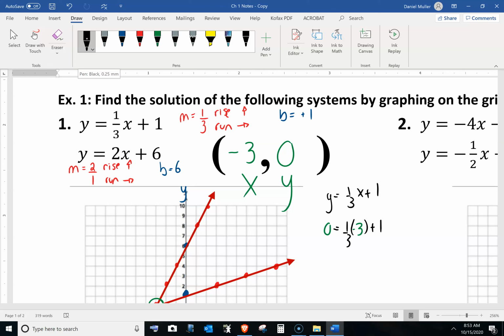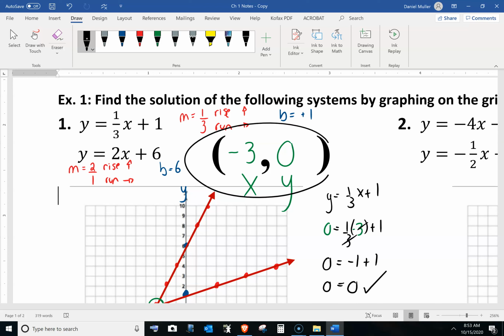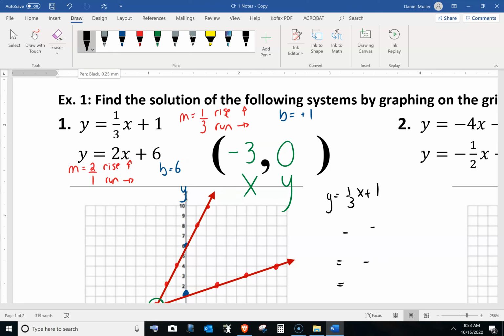Now negative 3 times a third. 3 and 3 can cancel out. So really this is 0 equals negative 1 plus 1, and negative 1 plus 1 is 0. So 0 equals 0. That is a true statement. So if you take this point and plug it into this equation, you're going to get a true statement. That point is on the line. But we can also put it in the other equation. So 2x plus 6.